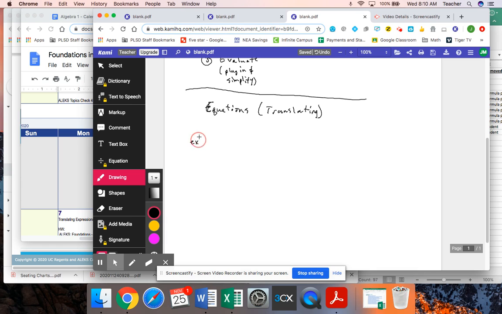So, for example, you might see something that says, 2 more than a number is 10. Well, you can try to figure that out and everything, but in terms of just translating, 2 more than a number, all right, whatever the number is, you need 2 more than that. And this word right here, is, tells you it's equal to 10. So this is an equation.